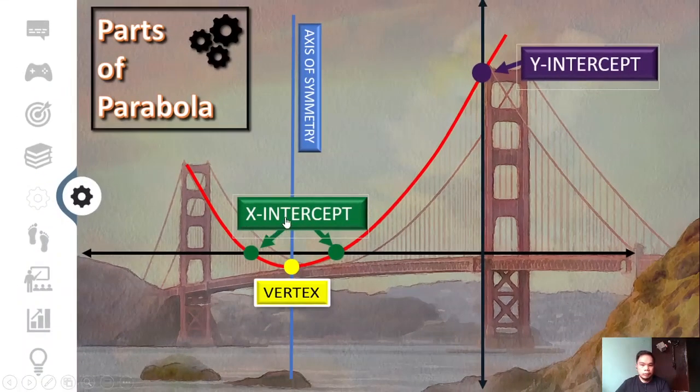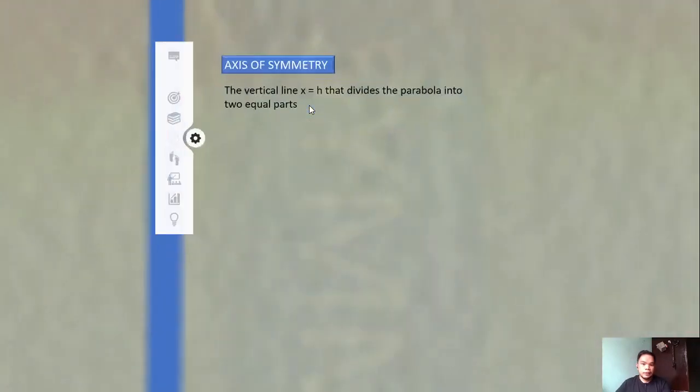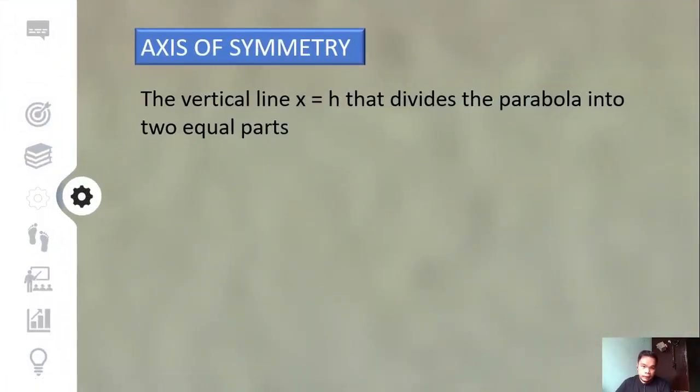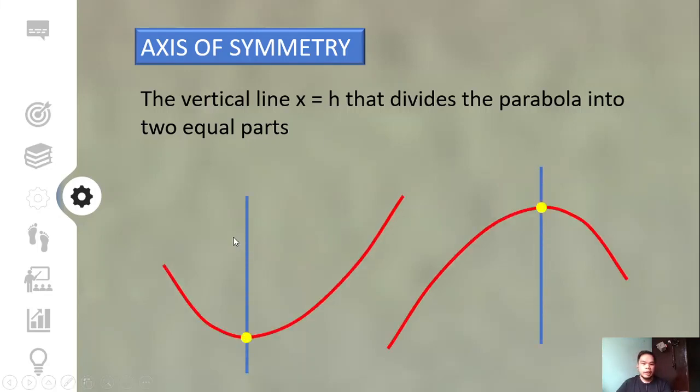Okay, now let's go to the axis of symmetry. Now, when we say axis of symmetry, this is the vertical line x equals h that divides the parabola into two equal parts. So, yan. Yung axis of symmetry, dadaan yan doon sa vertex natin. Okay? Tapos, hinahati nito ang parabola into two equal parts. Into two symmetrical parts.